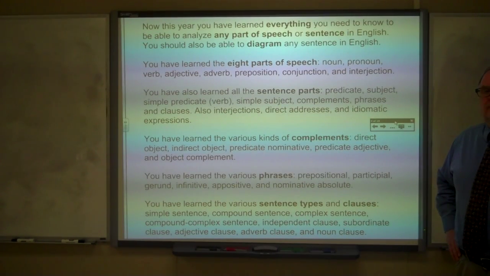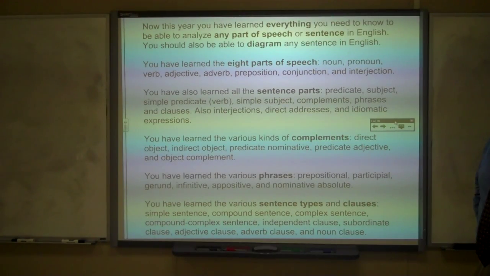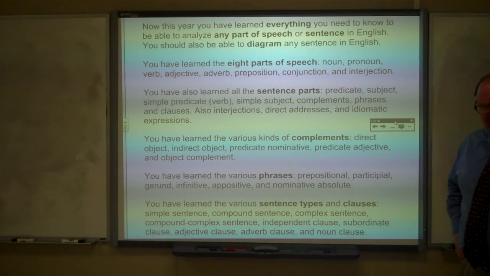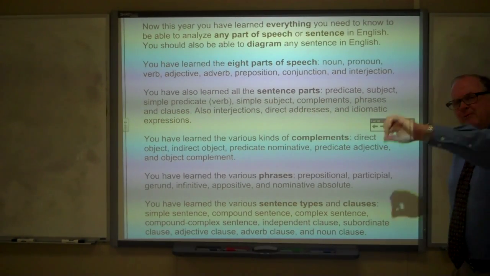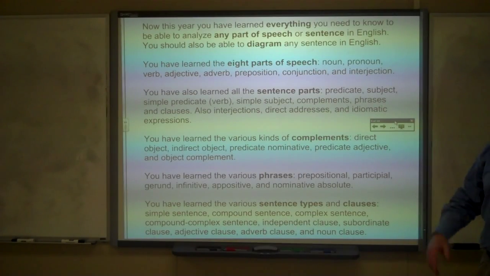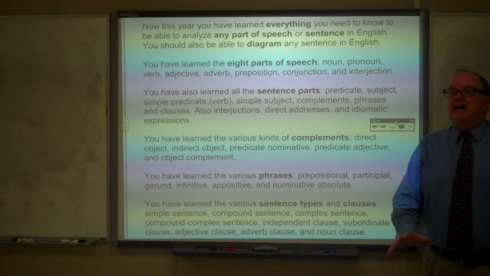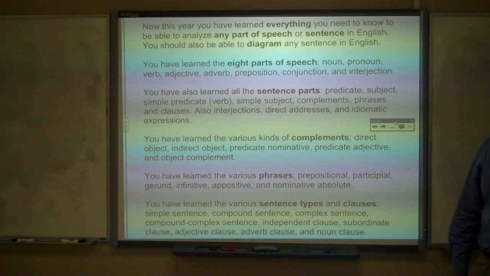And also, remember these things, not just for English class. When you're reading, you come across a sentence or a poem or something you don't understand, you can begin to say, okay, I don't understand this. What is the subject? What is the verb? What is the complement? And you can figure out what it means. Also, it comes in handy big time when you're studying foreign languages.